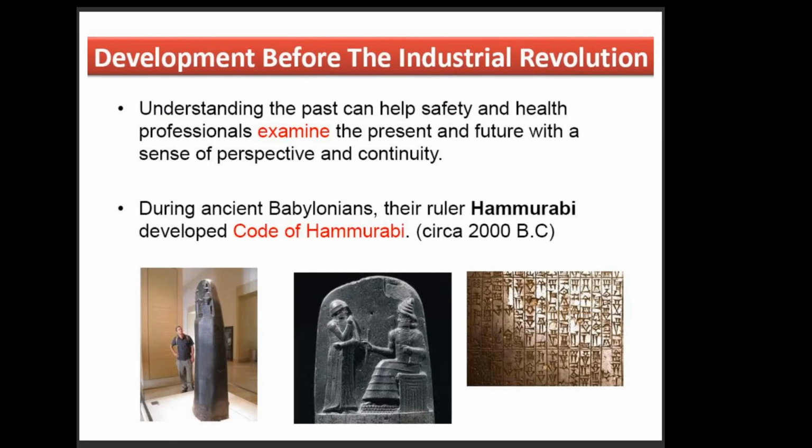What is the development before the Industrial Revolution? In this slide, we will see how, during ancient Babylon, they developed some codes and how they implemented these codes. Understanding the past can help safety and health professionals examine the present and future with a sense of perspective and continuity. During ancient Babylonians, their ruler Hammurabi developed the Code of Hammurabi.